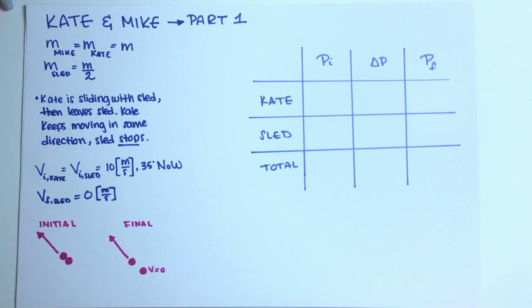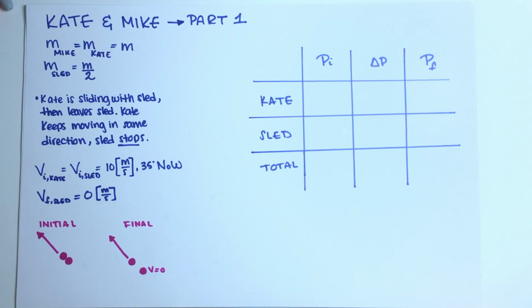So the first thing that we need to realize by just reading the problem is that this problem basically has 2 stages. So we have Kate moving with a sled, and then she's separating from the sled. That will be the first part of this problem. And then the second part of the problem is where Mike gets involved, because Kate basically crashes with Mike and then they are moving together. But when you think about it, Mike doesn't really have anything to do with the first part of the problem. The first part of the problem is just Kate and the sled.